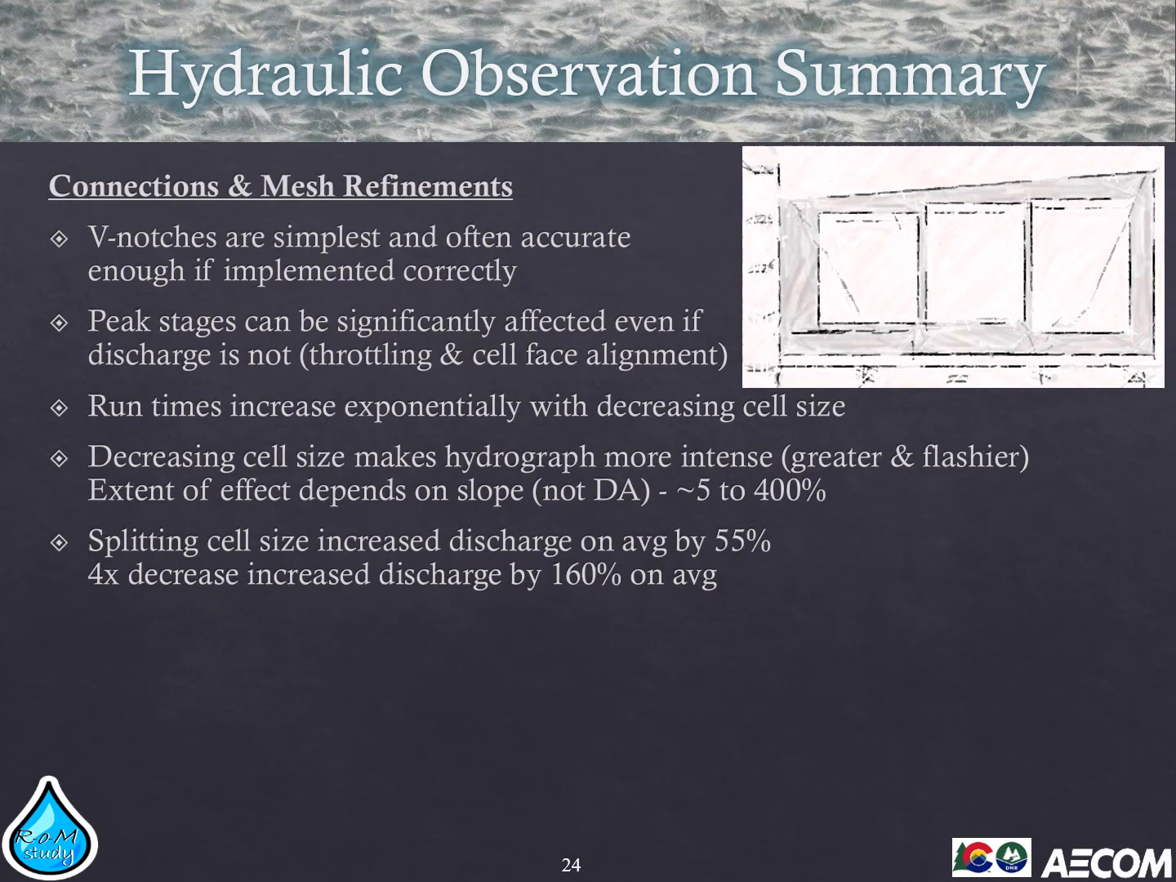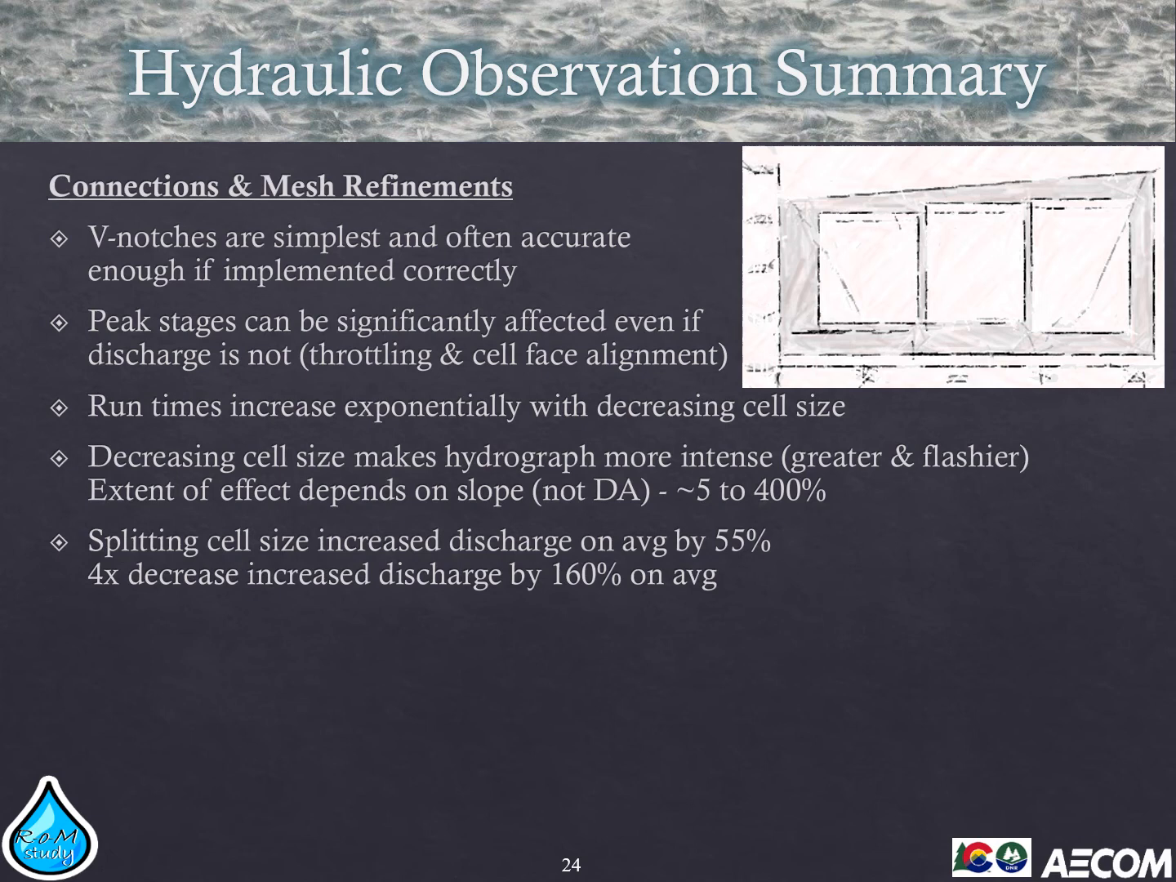This slide summarizes variations from connection type and mesh refinements. So as we all know, V-notches are the simplest to implement, but as this showed, they're actually often accurate, particularly if you implement them correctly in terms of matching the width to the actual width of your opening or the channel there and capturing the roughness appropriately. Also, we saw that peak stages can be significantly affected even if the discharge is not, and this is due to the openings not conveying as much flow and throttling back until that backwater is obtained, and then allowing discharges to match for the peaks.